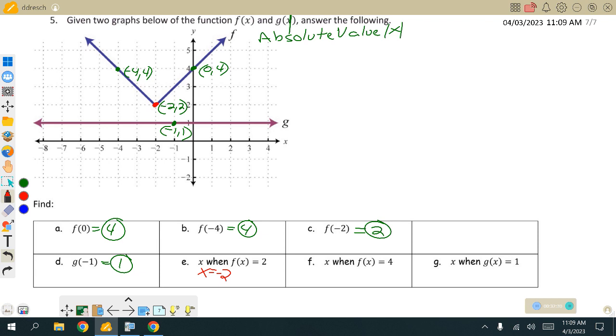When y is 4, that's what it says. When y is 4, what is x? Go y-axis at 4. And what's the x value? X equals 0 and x equals, Deja says, also negative 4. I've got two possibilities here.